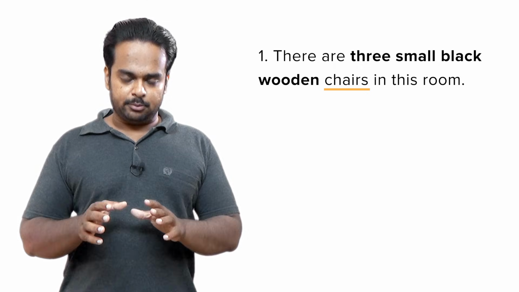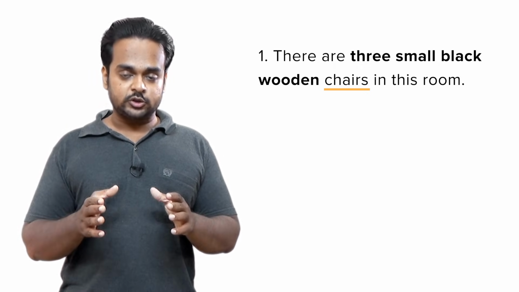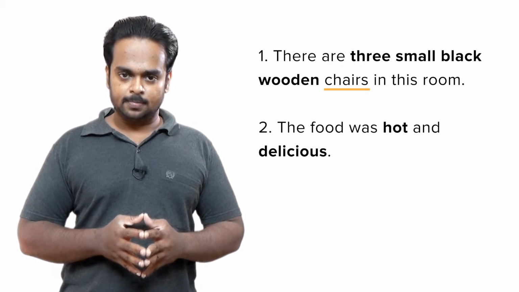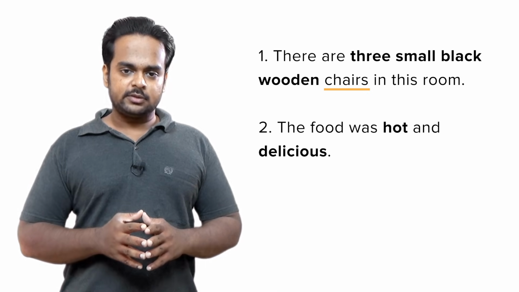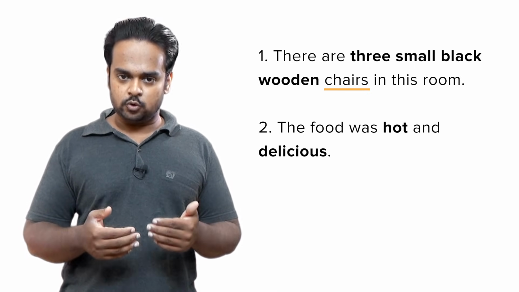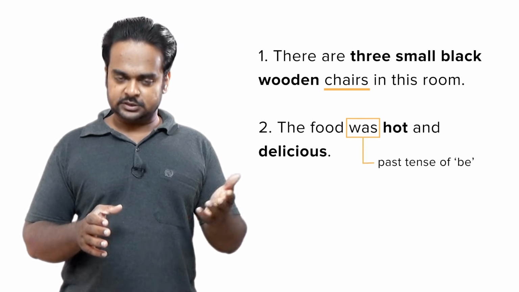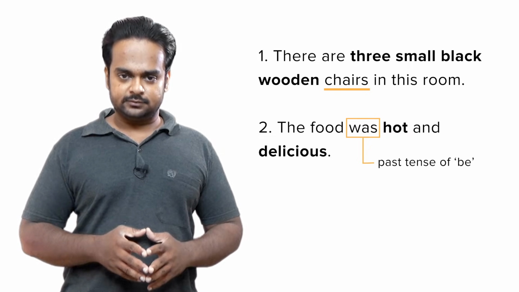Now, in this example, the adjectives occur before the noun, but they can also appear after the noun or pronoun, like in this example. The food was hot and delicious. Here the adjectives hot and delicious appear after the noun food, and notice that we use the linking verb be, past tense was, to connect the noun and the adjectives.